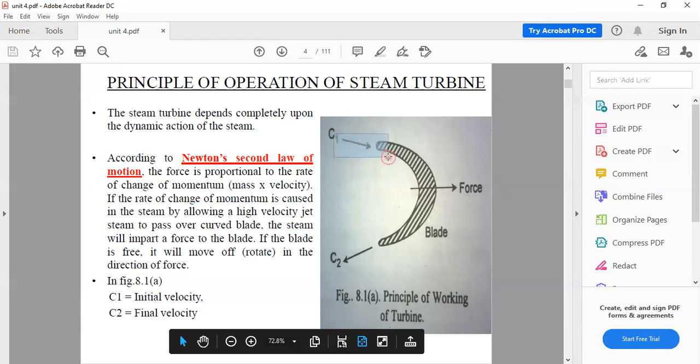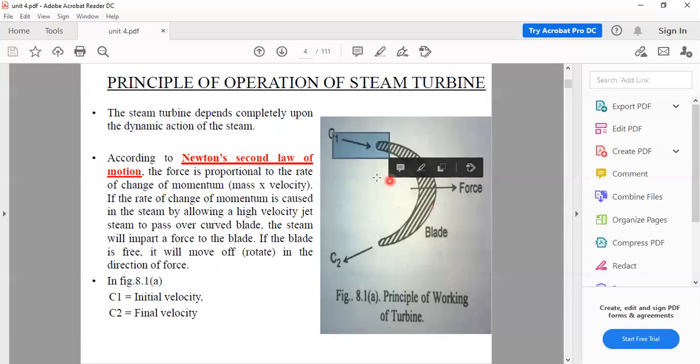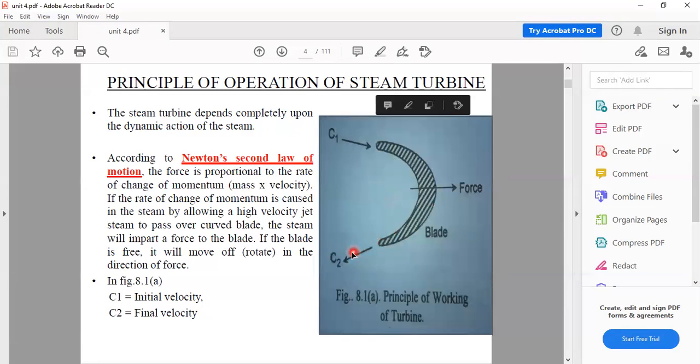See, the steam is coming from this direction and going in this direction, with the force acting in this direction. Okay. All of you clear on this principle of operation of the steam turbine? Any doubt, any queries? Please ask me.